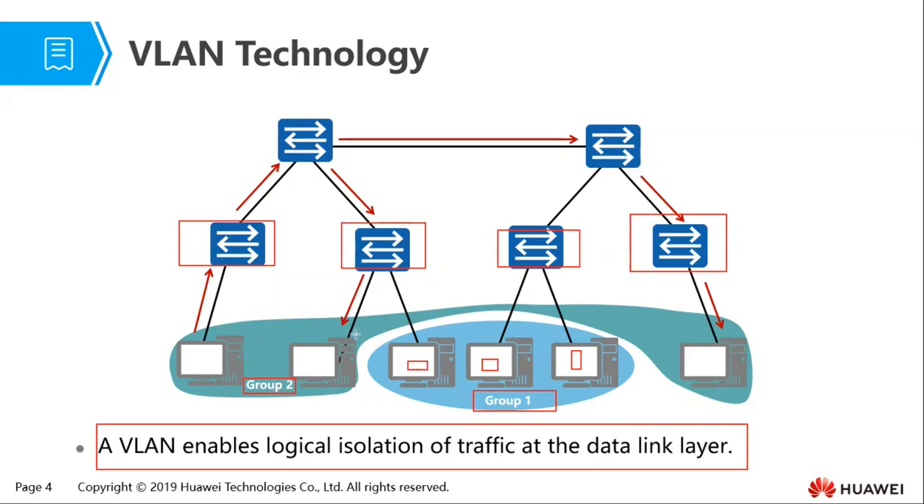So really, these groups are what we call a VLAN. And when we add devices to a particular group, they can only communicate within that particular group. So that is what we call the logical isolation of users.